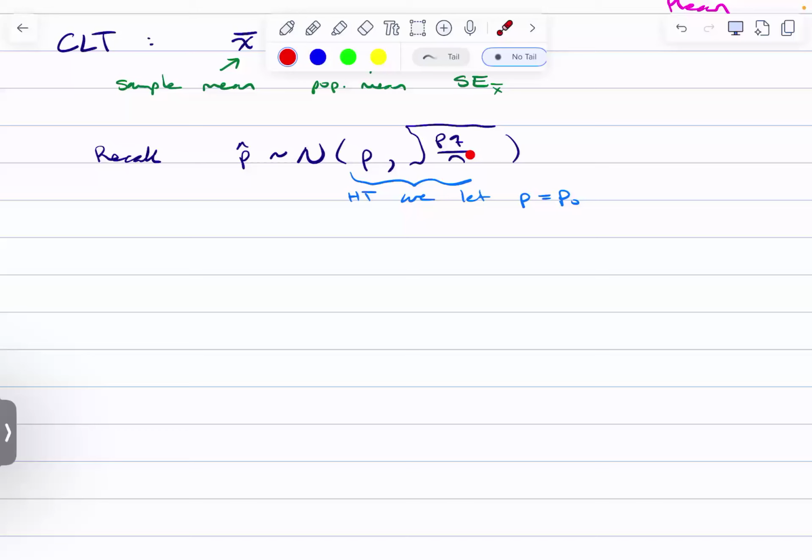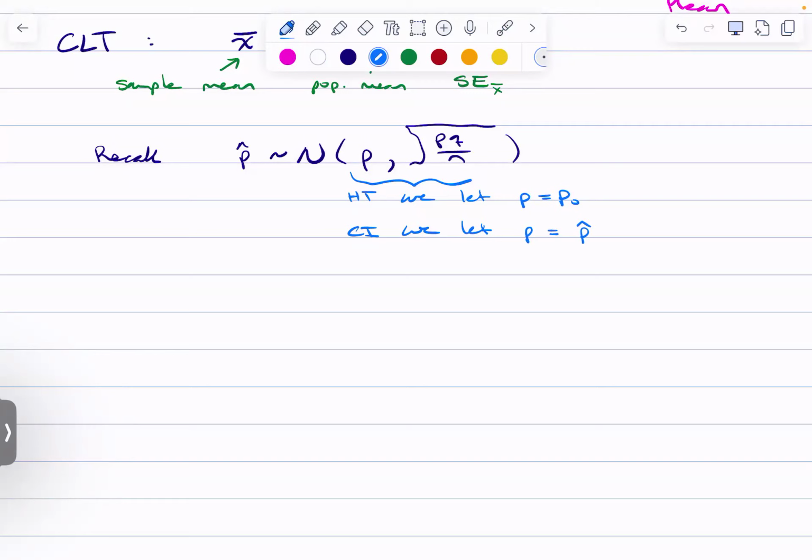Or in a confidence interval, we let P be replaced by our best guess P hat because we don't have a hypothesized value in a confidence interval. And so then our best guess at P is our sample proportion.